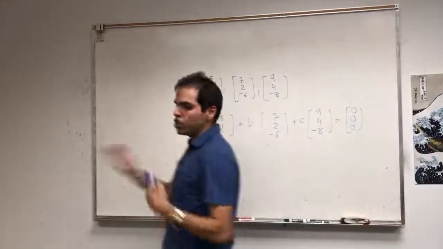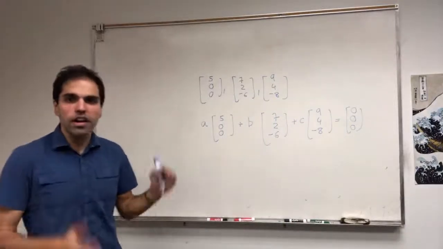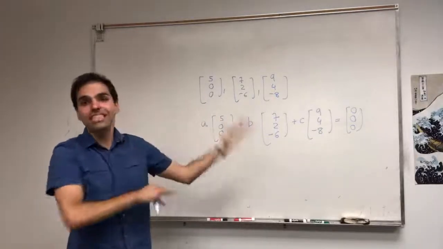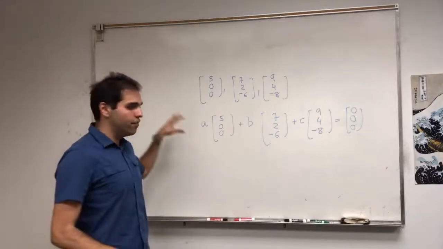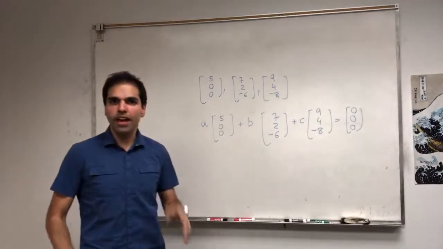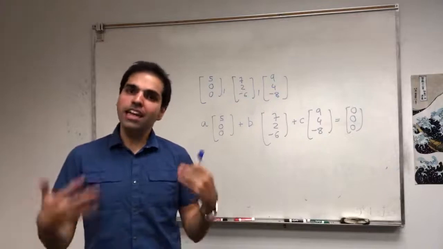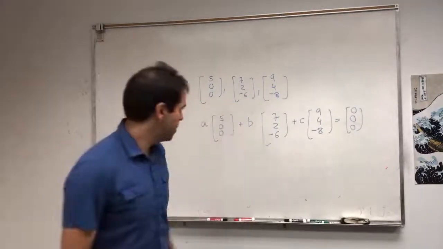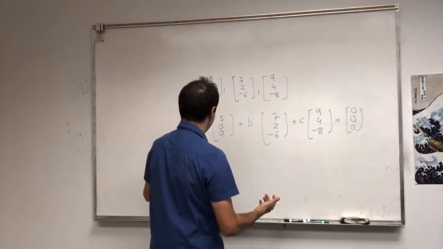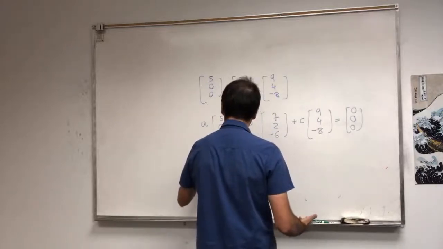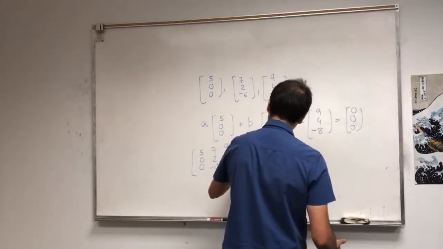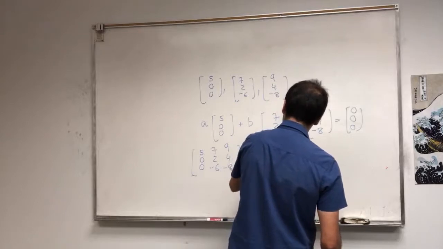If there is a non-trivial linear combo that gives you zero, this means that there's a relationship between the vectors, so it would mean it's linearly dependent. On the other hand, if the only linear combo that gives you the zero vector is the one with 0, 0, 0, it means there's no relationship between the vectors, and it's linearly independent. Now, this is a system of equations. The nice thing is, you can write this in terms of matrices. The matrix with columns (5, 0, 0), (7, 2, -6), (9, 4, -8), times (a, b, c), equals (0, 0, 0).